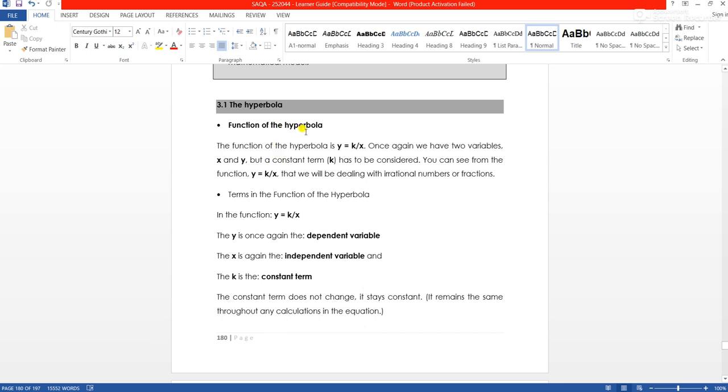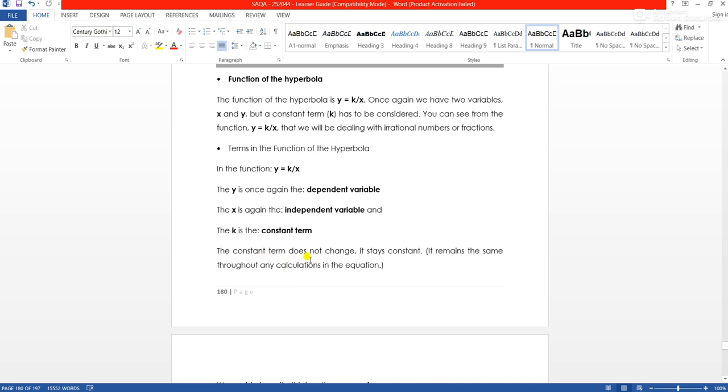So the function of a hyperbola is y equals k over x. Once again, we have two variables, x and y, but a constant term, k, has to be considered. You can see from the function y equals k over x that we will be dealing with irrational numbers or fractions. In the function y equals k over x, y is the dependent variable and x is the independent variable, and k is constant, and the constant term does not change, it stays constant.